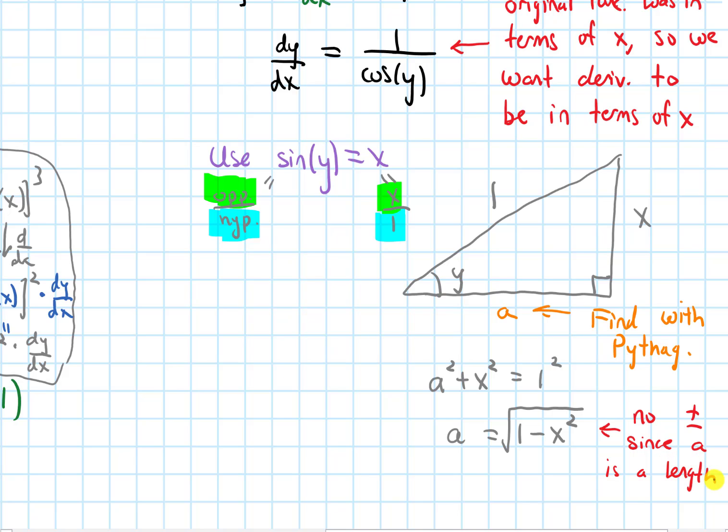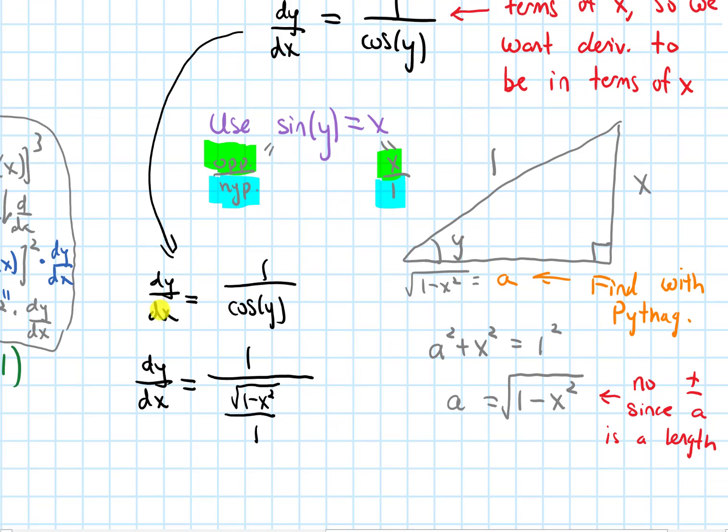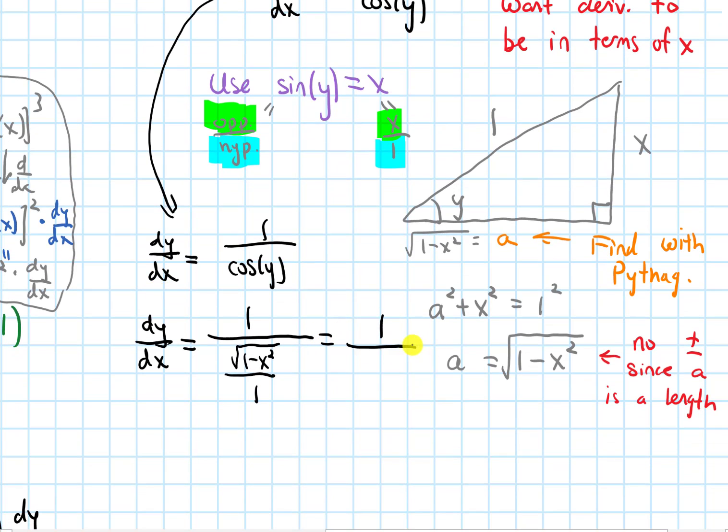Okay, all right, so we know what a is. A is going to be the square root of 1 minus x squared. But now in this picture, if I go back to where we were with the dy dx, remember, it was 1 over cosine of y. So dy dx equals 1 over, now I can write down cosine of y. It's going to be the adjacent side over the hypotenuse. So the adjacent side is root 1 minus x squared over the hypotenuse, which is 1. Okay, and I get 1 over something over 1, which is just the something. So this whole denominator is just root 1 minus x squared.